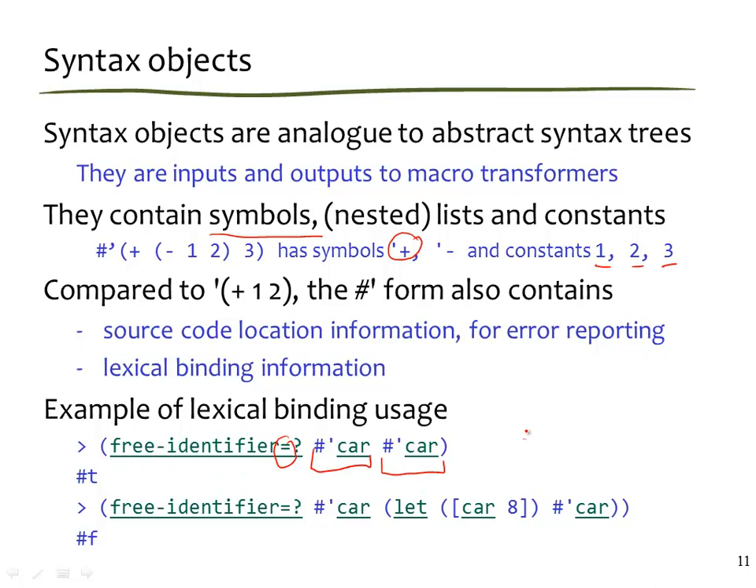You can also see on this example that two instances of a car do not refer to the same identifier. Why? Because this one is created at one level, and this one is created inside this let expression, right? So this one here actually binds to this, and therefore, in the free identifier sense, they are not equal.